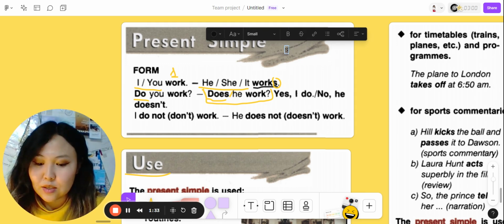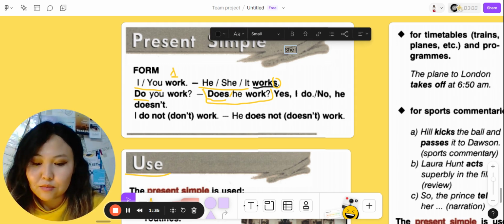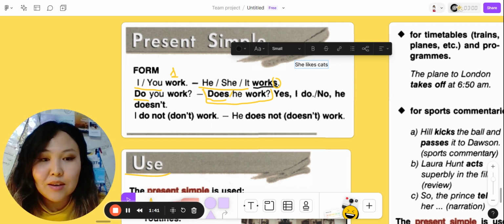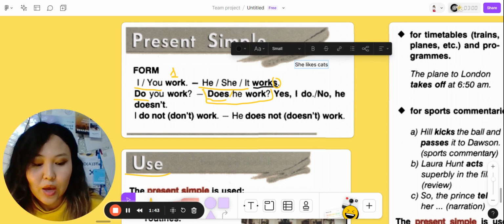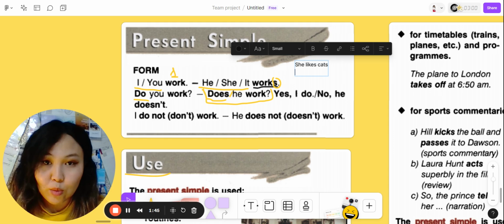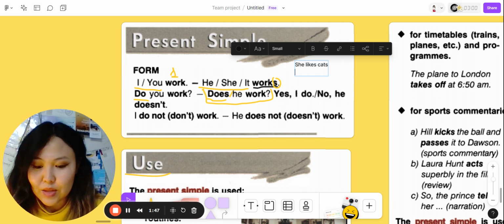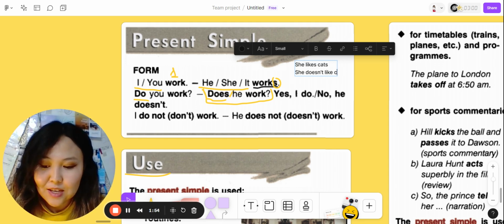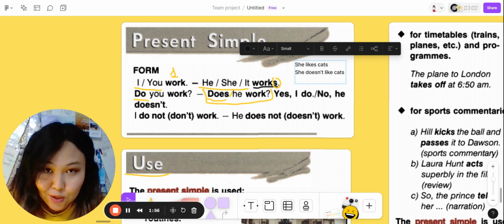For example, she likes cats. If we make a negative sentence, we are going to use our auxiliary verb does and not. It is going to sound like she doesn't or she does not like cats. So our verb doesn't change at all.